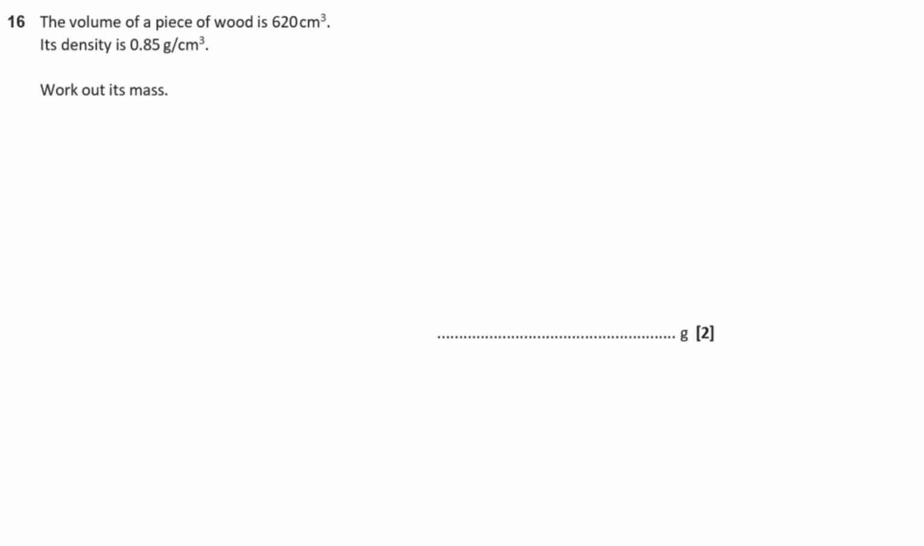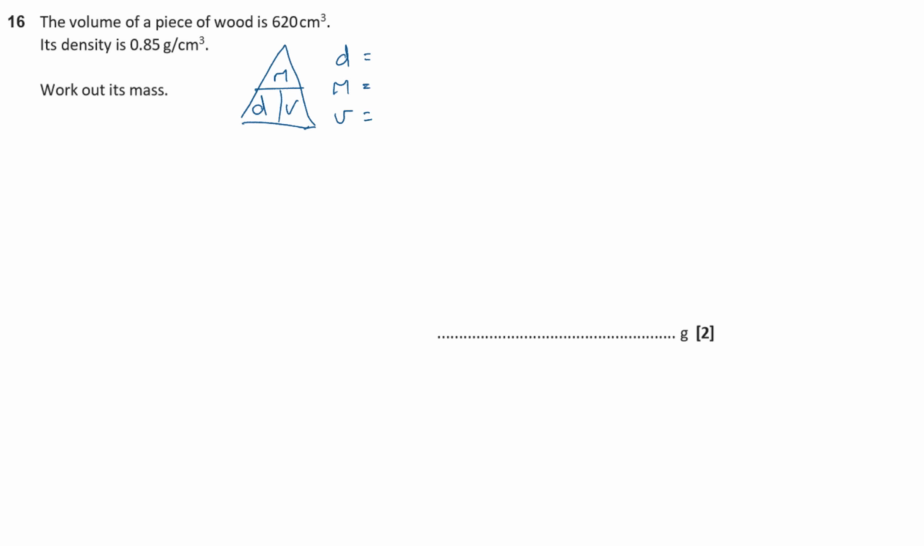Question 16. The volume of a piece of wood is 620 centimeters cubed. Its density is 0.85 grams per cubic centimeter. Work out its mass. Okay. So again, we've got another triangle that we can use for density. Lots of these handy triangles. Density is mass over volume, isn't it? Okay. So, D, M, V.